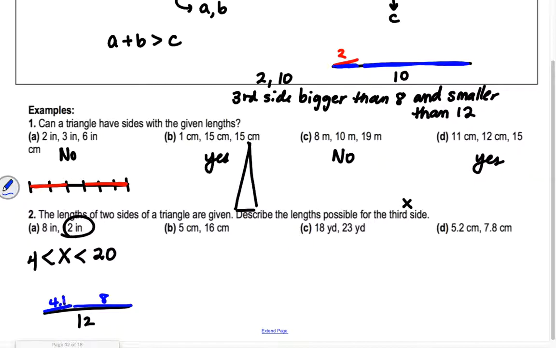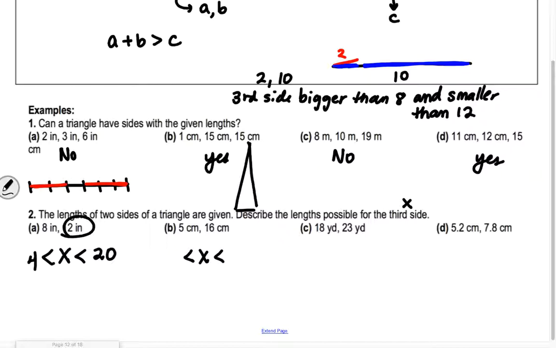But if this was like 4.1, then it bumps it up just enough so that it creates a very flat triangle, but a triangle. Does that make sense? So it has to be bigger than 4. All right, so 5 and 16. What do we think?